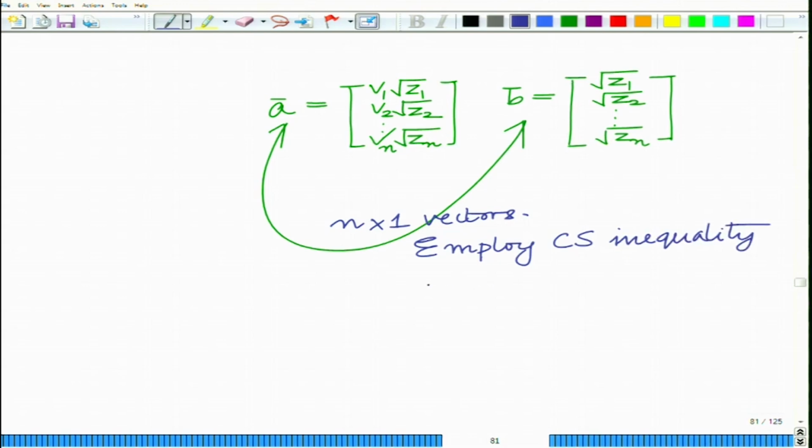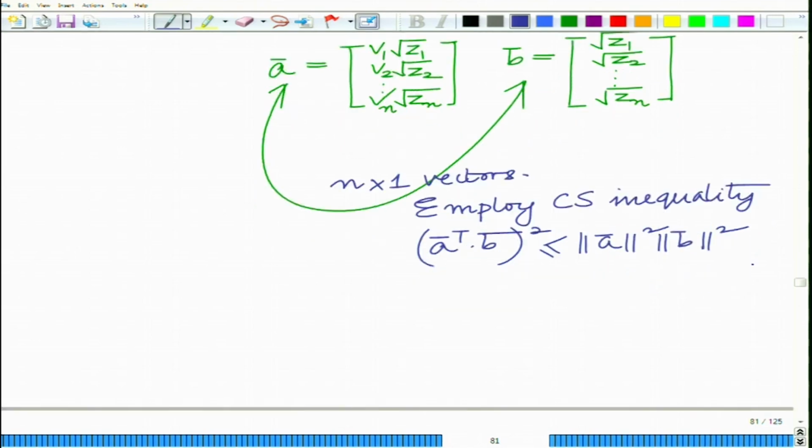Or the inequality for the inner product of vectors, which says that (A bar transpose B bar) whole square is less than or equal to norm A bar square into norm B bar square, alright. And now if you look at (A bar transpose B bar) whole square, that is nothing but summation over K of square root of Z1 into square root of Z1, that is nothing but V1 Z1, similarly V2 Z2 and so on. So, this is summation over K Vk Zk whole square.